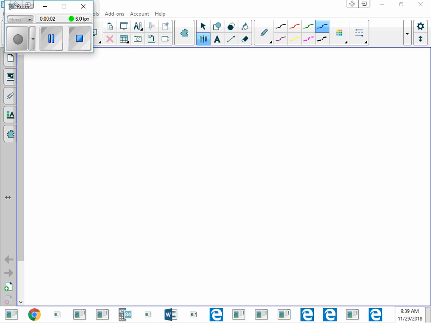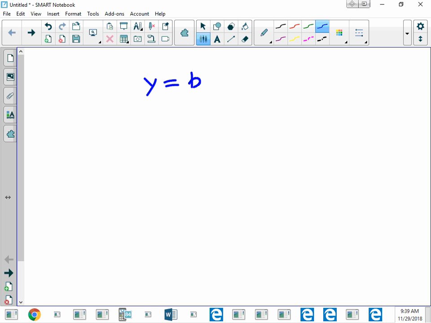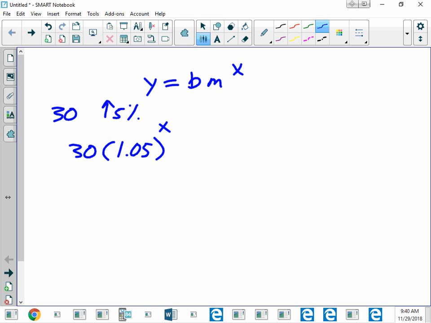Last time we met, we talked about compound interest, and the most basic form would be annual interest, where the compound is paid out once every time period. That equation is y equals b times m to the x. So if I had $30 and 5% interest, compounded once a year, I would do 30 times 1.05 to the x, and then I just plug in how many years I had.